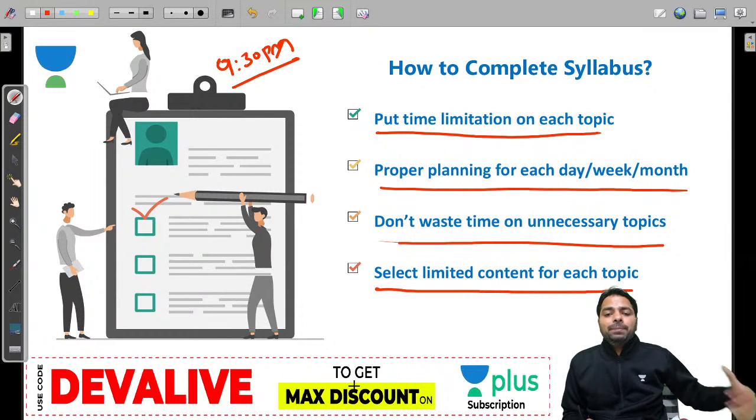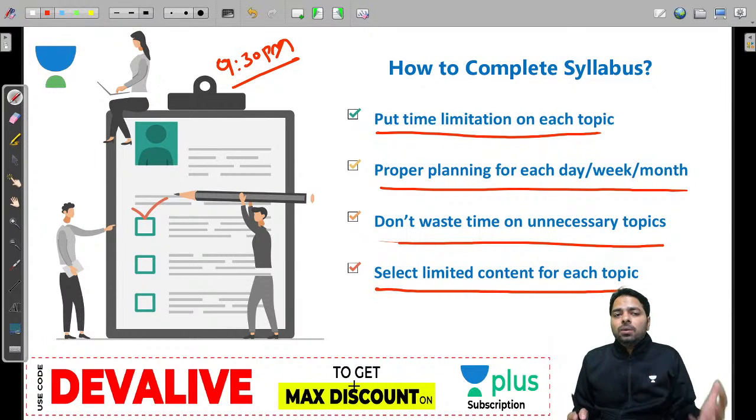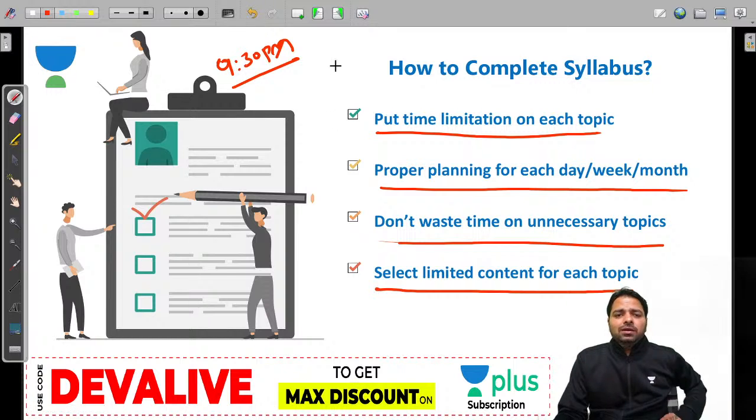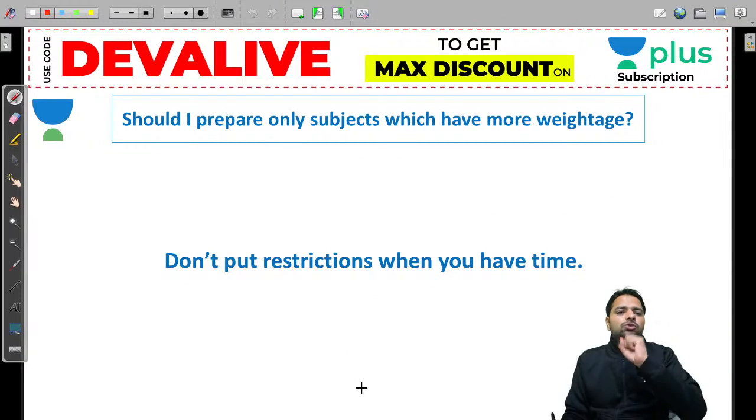Because if you have already prepared once, then for revision and practice you know how much time it is going to take. But if you are preparing for the first time, give the first 2 hours, and if it is not possible to complete, take 3 hours, then 4 hours, extending that way. But don't fix that you will complete the topic in 2 hours.